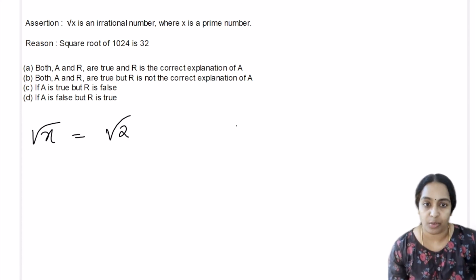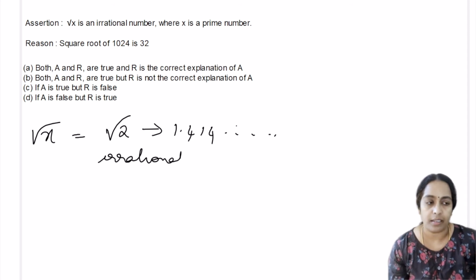Prime number, if you take 2, square root of 2. What is square root of 2? 1.414. It goes continuous. It has a non-terminating and non-recurring decimal expansion. So which means it is irrational. So let's take another prime number.